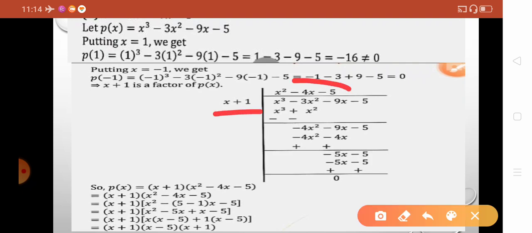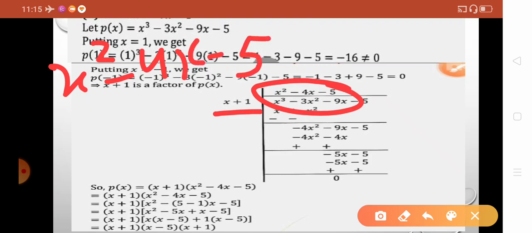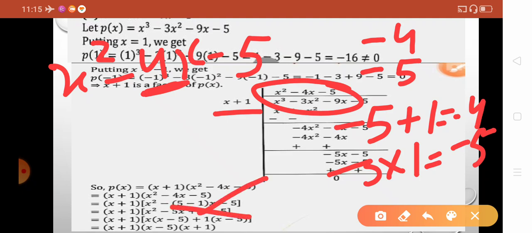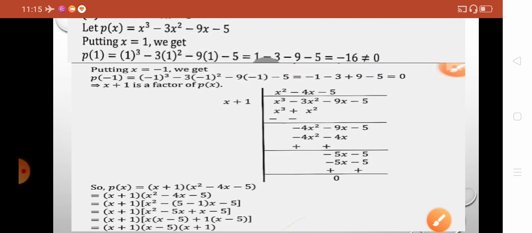Here we will get the quotient x square minus 4x minus 5. Now the method is splitting the middle term method. The sum must be equal to minus 4 and the multiplication equal to minus 5. So we can take minus 5 plus 1, answer is minus 4, and minus 5 multiplied by 1, answer is minus 5. So we can take minus 5 and 1. So here we have taken minus 5 and 1, and after this we will get your answer.